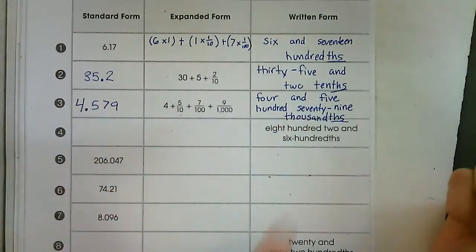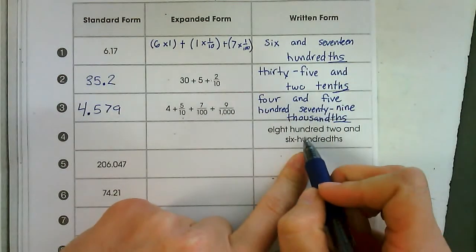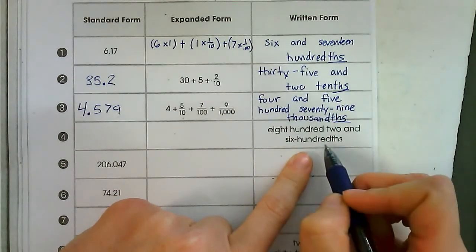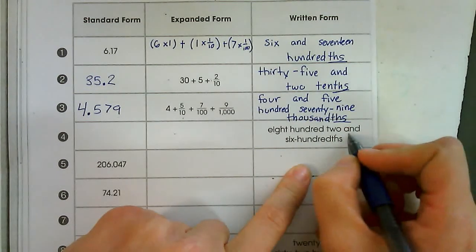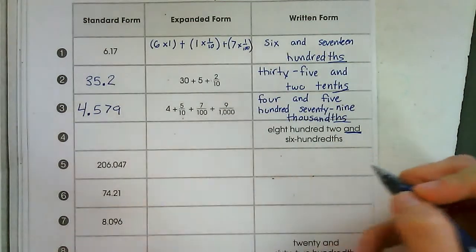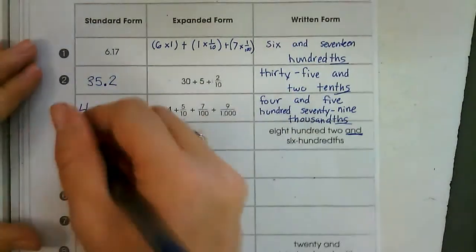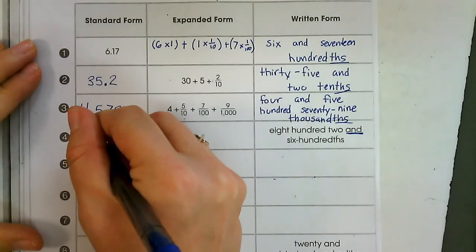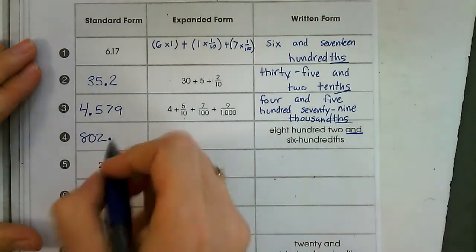Okay? All right, my next one is written in word form, written form. 802 and 6/100. 802, that's my whole number, and it shows where my decimal is, 6/100. So, my whole number, 802, and 6/100. So that 6 needs to be in the hundredths place.